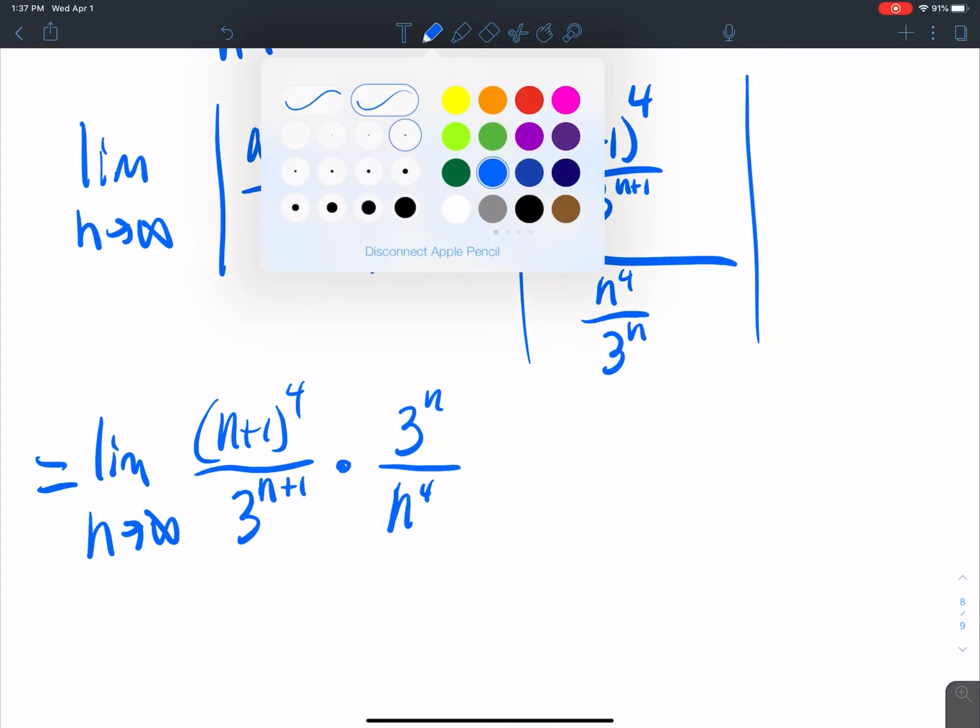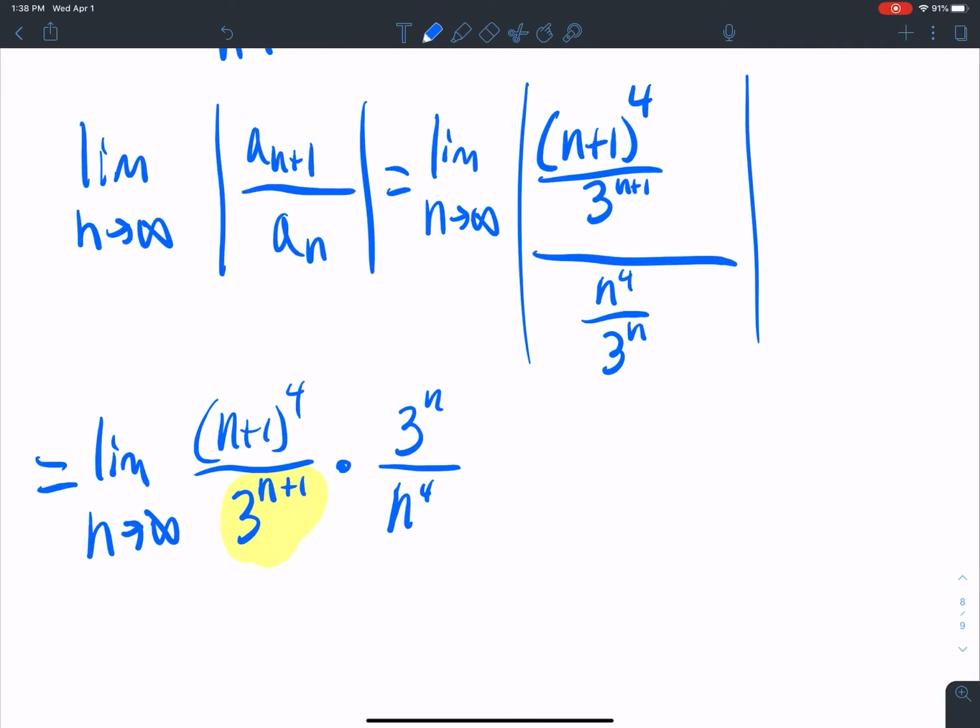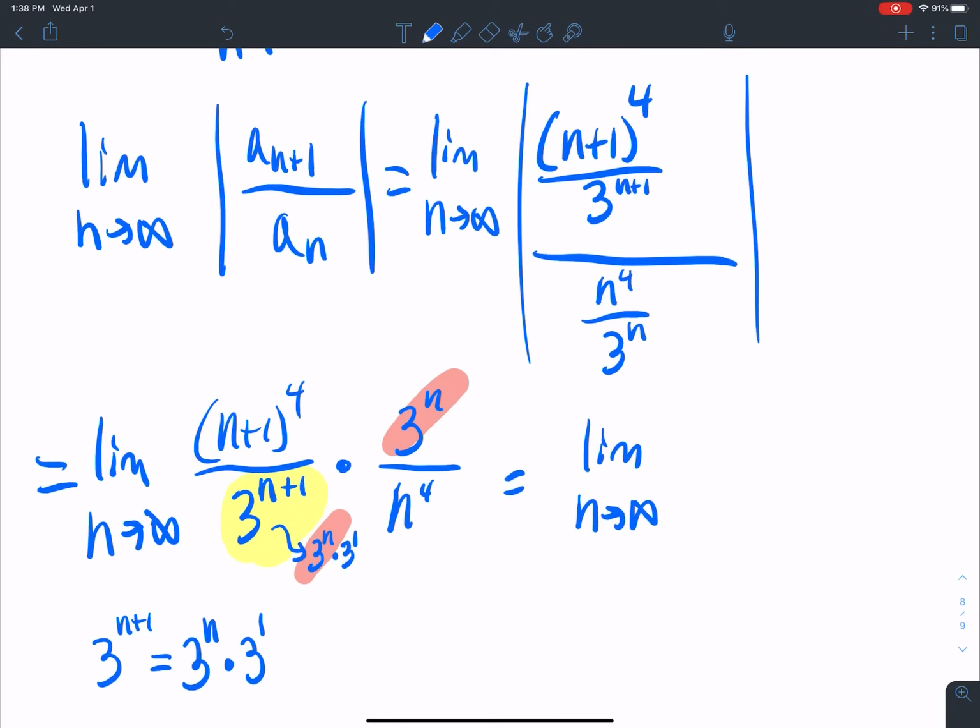Well, this is where we've got to go back to exponent rules. 3 to the n plus 1 is really equal to 3 to the n times 3 to the 1: same base, add the exponents. And so these 3 to the n's cancel with each other. And what do I get? I get the limit as n goes to infinity of (n plus 1) to the 4th over 3 n to the 4th.